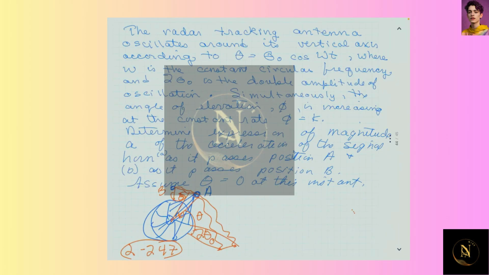The radar tracking antenna oscillates around its vertical axis according to theta equals theta initial times the cosine of the constant circular frequency omega t. And 2 theta initial is the double amplitude of oscillation.